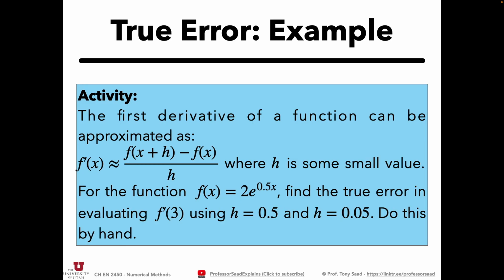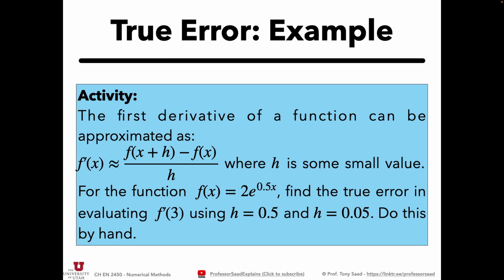Let's see, another group. What was the true value here? Who wants to volunteer? It's 4.48. Okay, how did you get that? We just took the derivative of f of x and then plugged in 3. So what's the derivative? The true derivative, so the true value. The derivative is e to the power of 0.5 times x. Okay, that's right. And you put x equal 3 to get the true value.